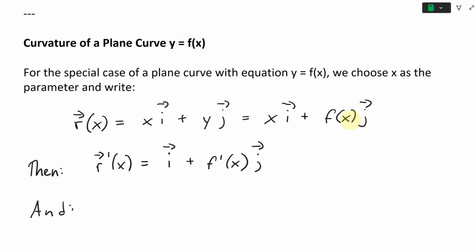So now the second derivative, as the calculus book just wrote, I'll do that as well. So r double prime of x equals, now the derivative of this one is constant, it just becomes 0, so that just vanishes. So we're just left with f double prime of x, and this is going to be j, the standard basis vector, like that.